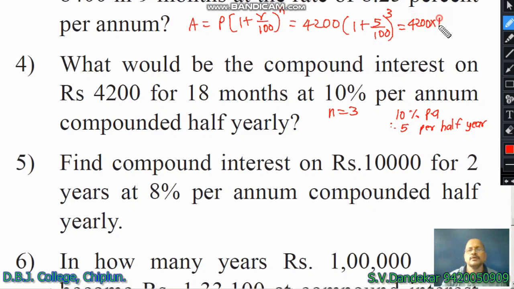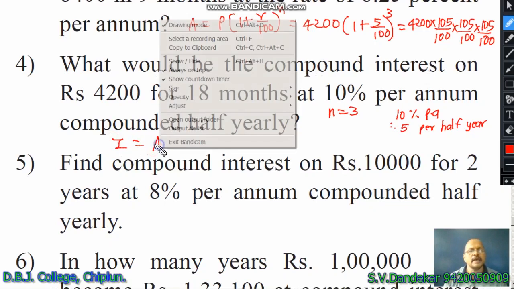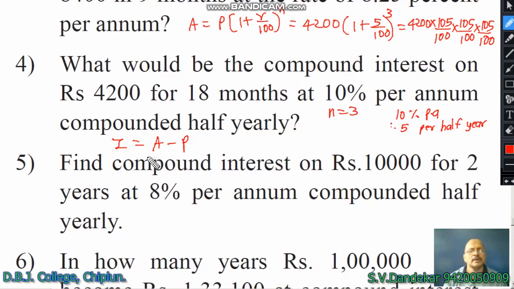4200 into 105 upon 100 into 105 upon 100 into 105 upon 100. Calculate and find out A. And after finding that, you want compound interest. The compound interest is A minus P. So by doing this calculation, you will get the answer of fourth one.